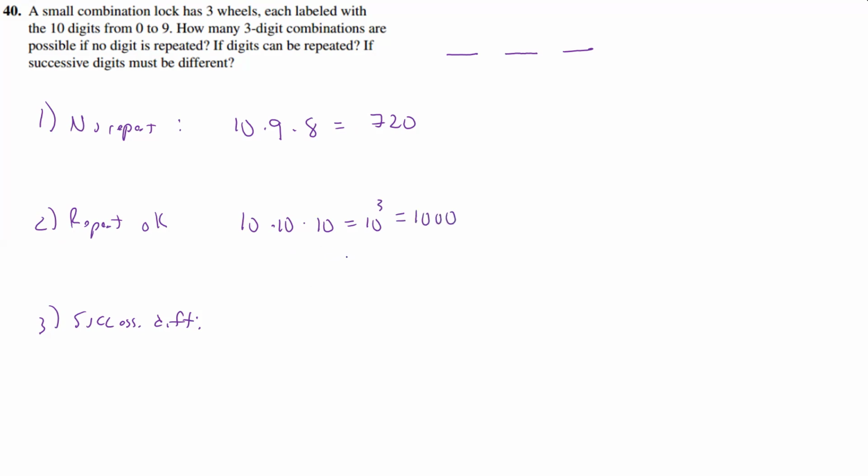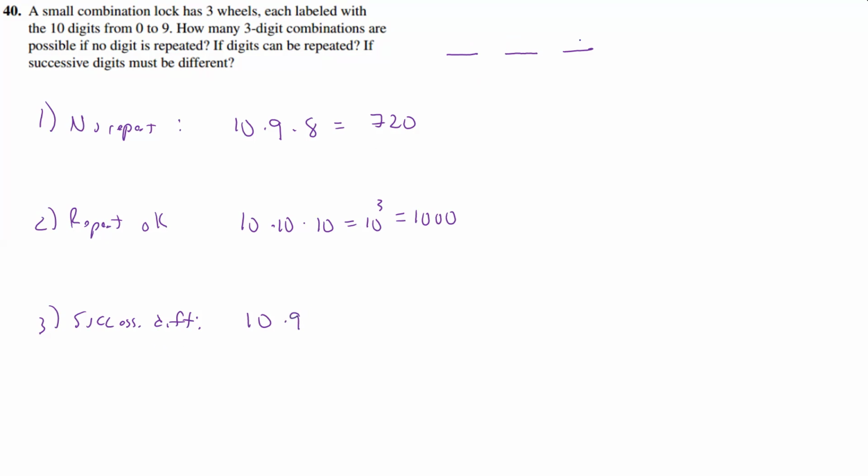All right. Now, what if we have successive digits that have to be different? So this one we have to think a little bit, because the first one we can have 10 options, right? So there's 10 ways we can do that one. Now the next one we can't have that first digit, so there's only going to be 9 ways to do that one.